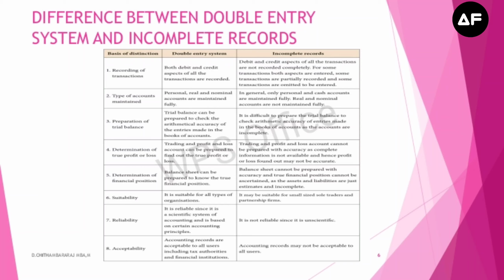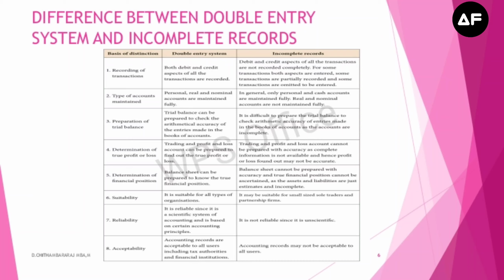Thirdly, preparation of trial balance. Preparation of trial balance is possible in a double entry system, and it is difficult to prepare a trial balance in a single entry system. Fourth point, determination of true profit or loss. In a double entry system, true profit or loss can be determined, whereas in incomplete records, it cannot be found out accurately. Fifth point, determination of financial position. The true financial position can be determined in a double entry system, whereas a balance sheet itself cannot be prepared in a single entry system. Therefore, the true financial position of the business cannot be determined.